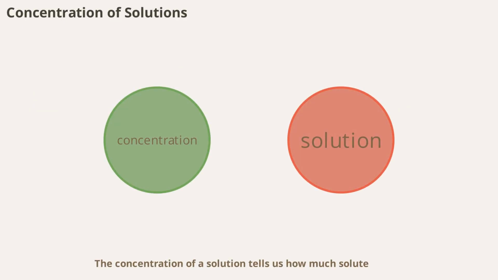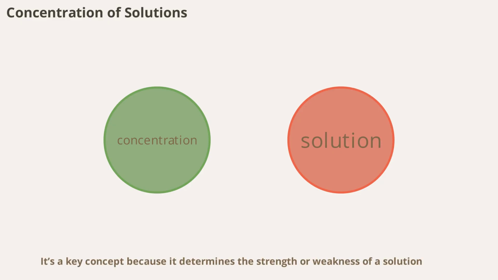Concentration of a solution tells us how much solute is present in a given amount of solvent or solution. It's a key concept because it determines the strength or weakness of a solution. For instance, a concentrated lemonade has more sugar dissolved in water than a dilute one. Chemists use different units to express concentration, depending on the context and what they need to measure.